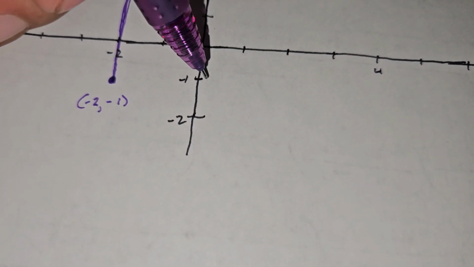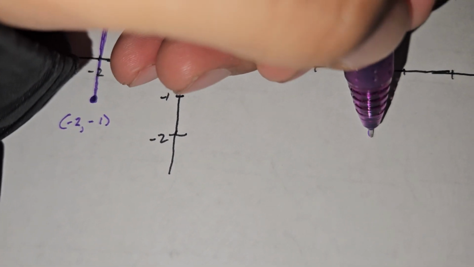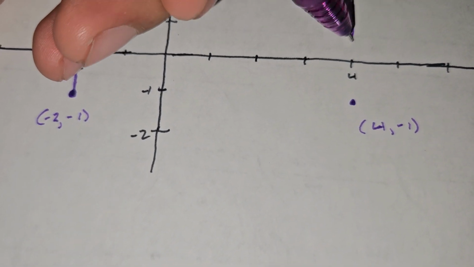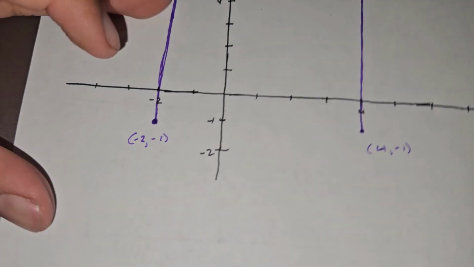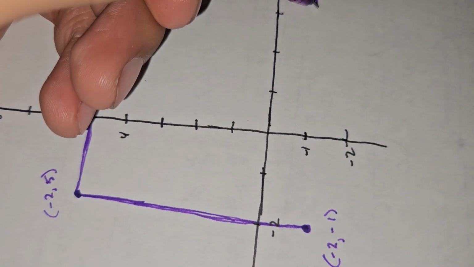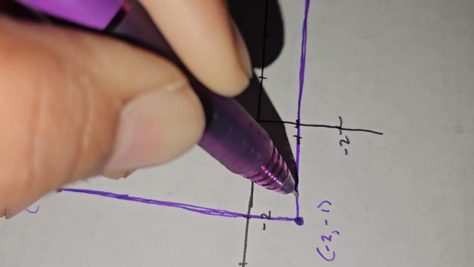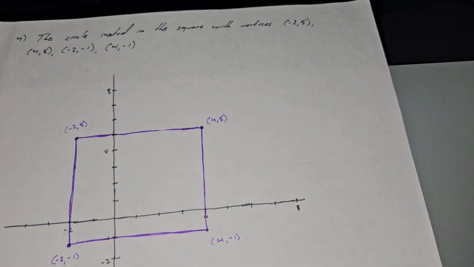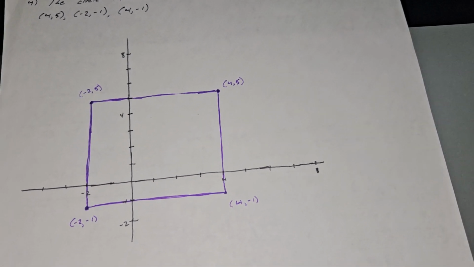Now 4, negative 1. 4 and negative 1 is right here. Let's label 4, negative 1. Now let's connect these bottom ones. Our math is going to be all right, but our midpoint visually is going to be all jacked up, but that's okay. As long as you get the idea, that's all right.